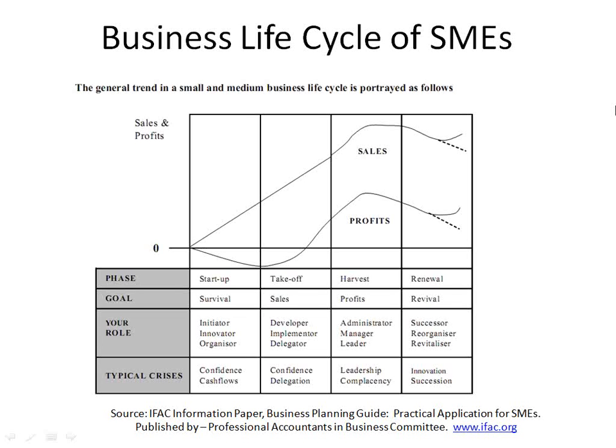If you look at the last row in the slide, from a human resources point of view, initially in the startup phase, essentially it is you and a few people. But as you start growing, you need to start adding people and delegating work to them. In the third phase, the harvest phase, there is typically a leadership crisis in terms of who is going to take the company to the next level, and a sort of complacency also sets in within the organization. The last phase is again an issue of succession.